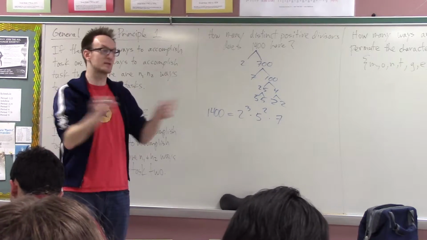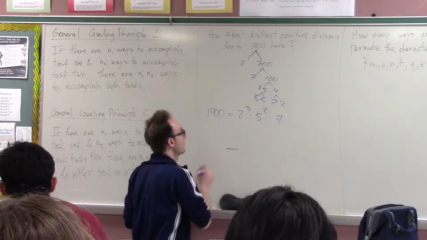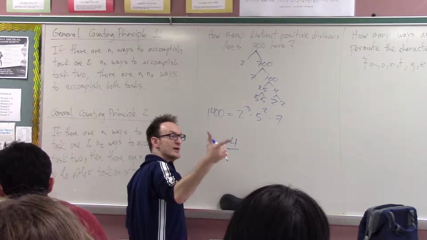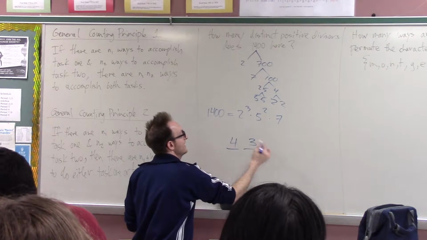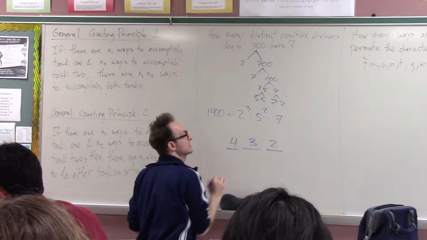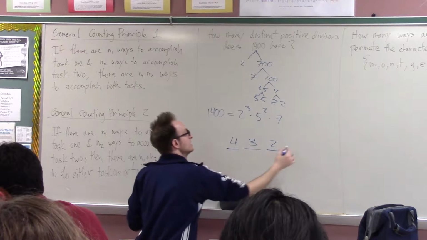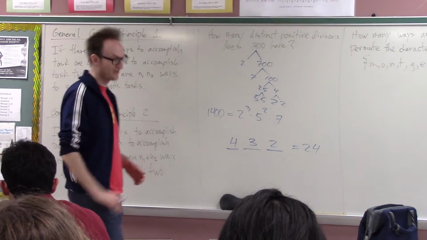So if I want to choose a divisor, I have to choose, well, how many 2's? How many choices are there? 4 choices. I can take either no 2's, 1 2, 2 2's, or 3 2's. How many 5's can I take? 3: take none, 1, or 2. How many 7's can I take? 2 choices. Either take none or take 1. So the answer is there are 24 distinct positive divisors.